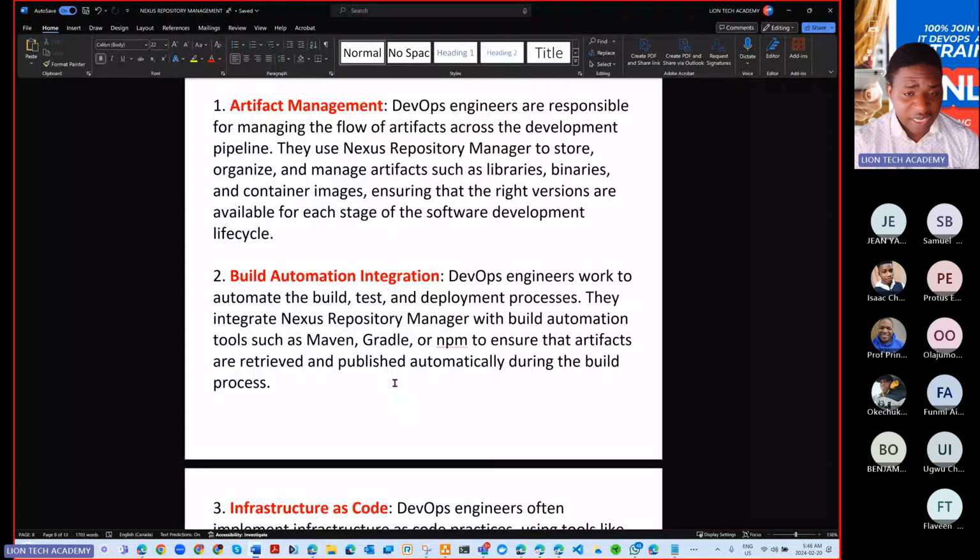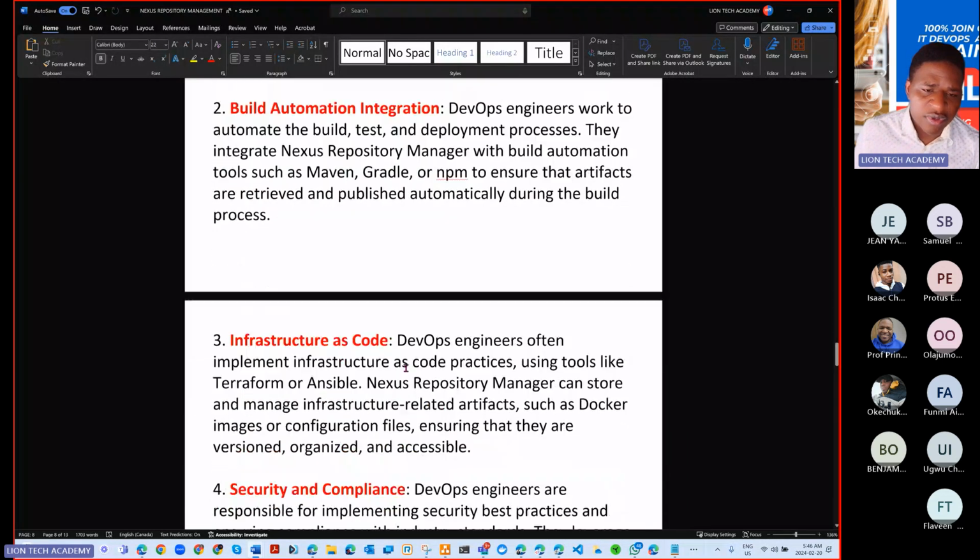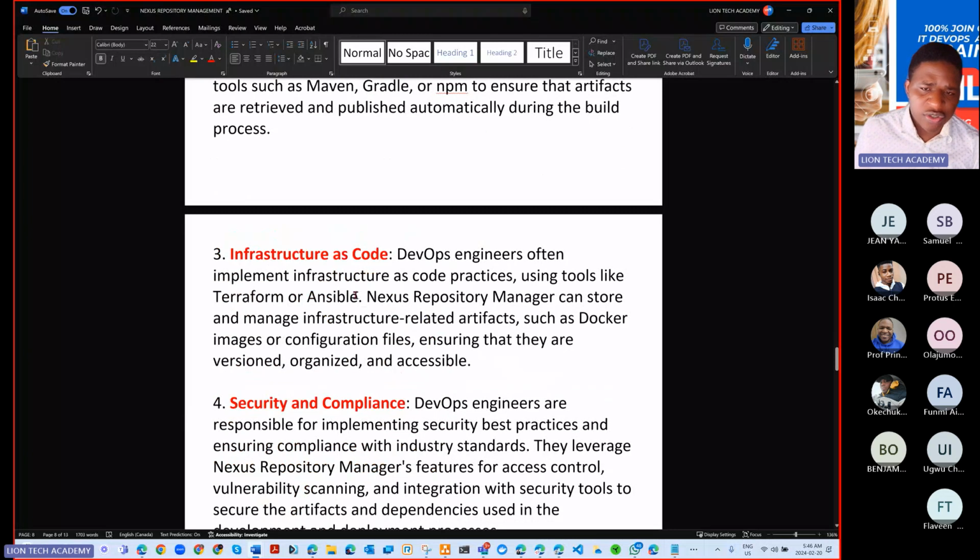So maybe Maven is going to integrate with something like Jenkins and then Nexus. So after something is built, it should be automatically deployed into Nexus and so forth. Infrastructure as code. DevOps engineers often implement IaC practices using tools like Terraform or Ansible. Nexus Repo Manager can store and manage infrastructure as code-related artifacts, Docker images, or config files, ensuring that they are versioned, organized, and accessible.